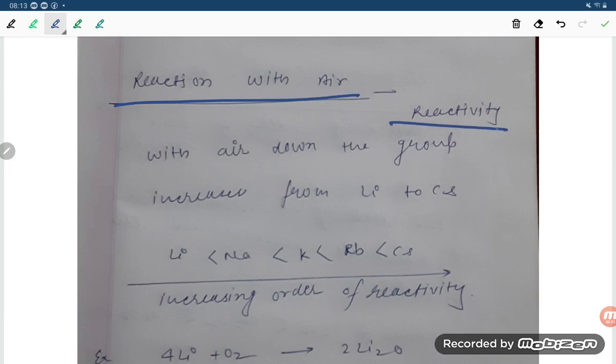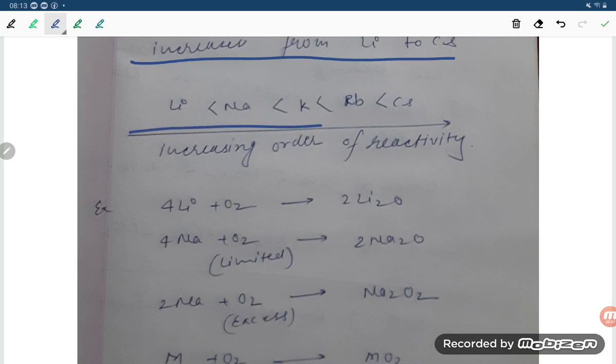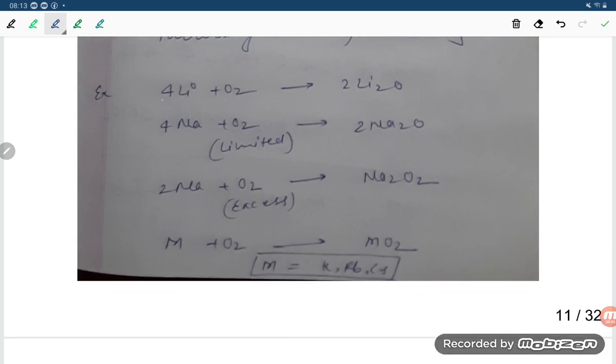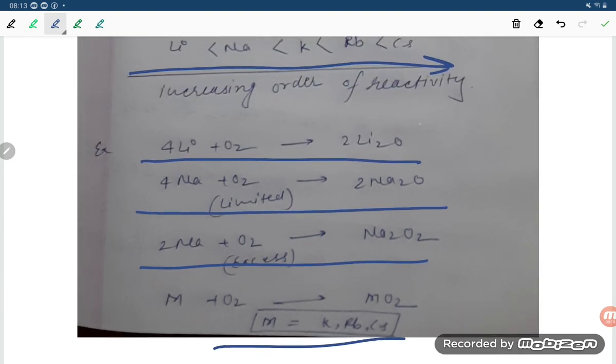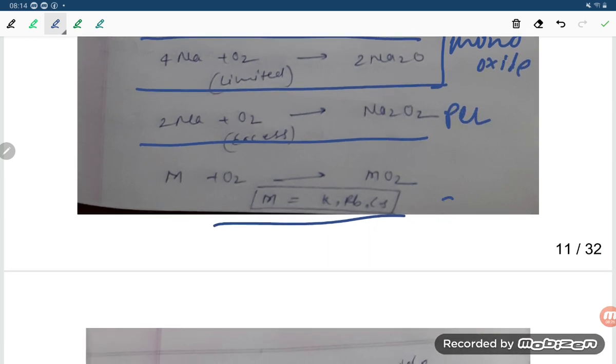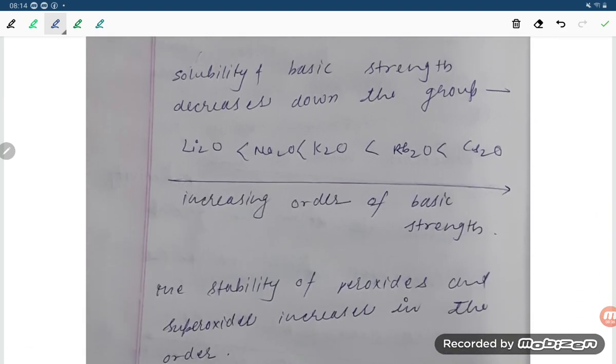Reaction with air. Reactivity with air increases down the group from lithium to cesium. Lithium forms Li2O, sodium forms Na2O and Na2O2, and the others form superoxide. So these are forming monoxide, peroxide, and last one is superoxide, which we have to keep in mind. So lithium forms monoxide, sodium forms peroxide, while the others form superoxide.